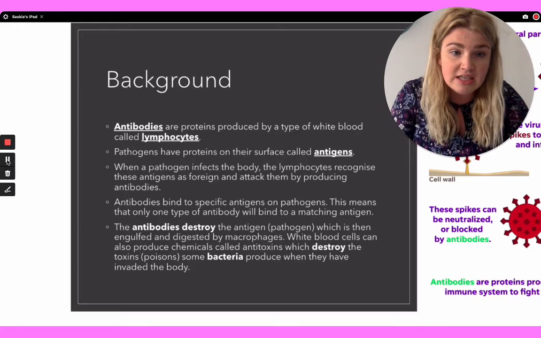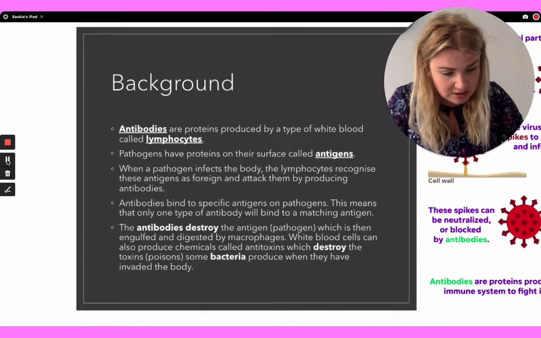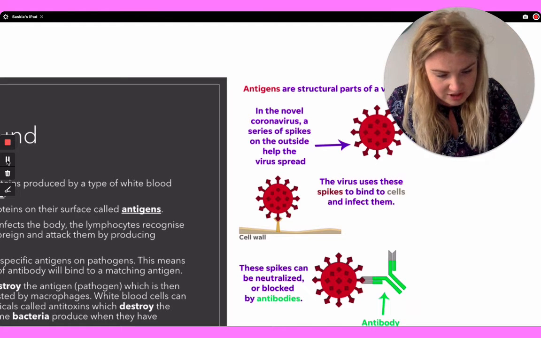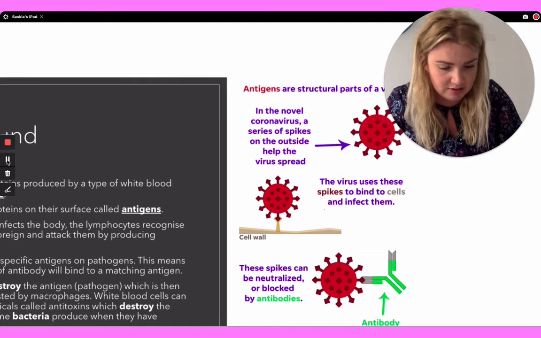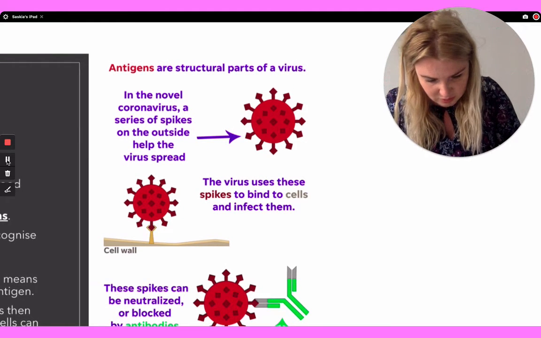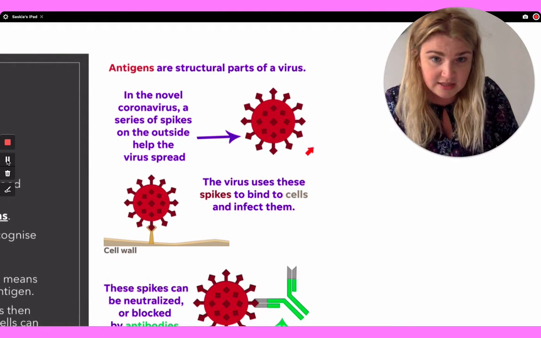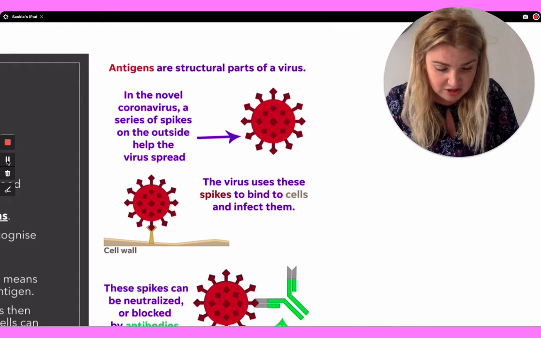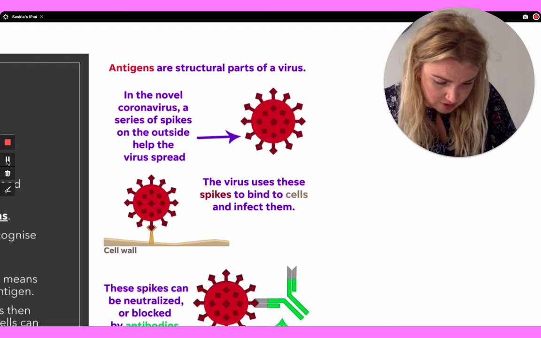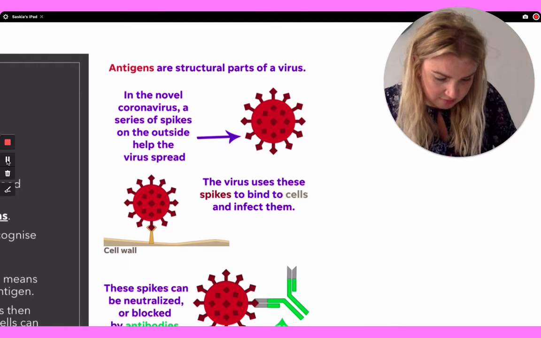Pathogens have proteins on their surface called antigens. So if we're looking over here, antigens are the structural part of the virus. All on the outside here, these are the antigens. This is just kind of what coronavirus looks like, so it's a little bit relevant at the moment. So these on the outside are the antigens.